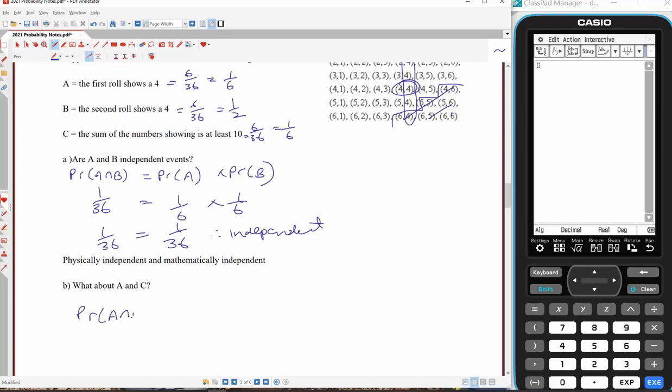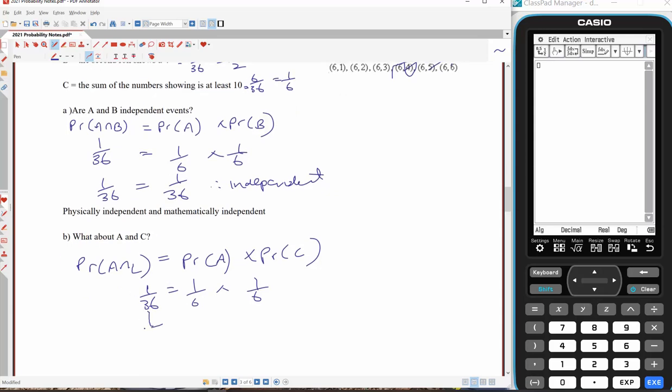Probability of A intersect C is equal to the probability of A times the probability of C. Okay, A we already know is a sixth, C is a sixth, and first roll showing a 4 and sum of the numbers showing at least 10. First roll shows a 4 is this one, and the sum of the numbers is at least 10. That's the only condition, and there's a 1 in 36 chance of that. So that is 1 in 36 equals 1 in 36. Therefore, these events are independent.